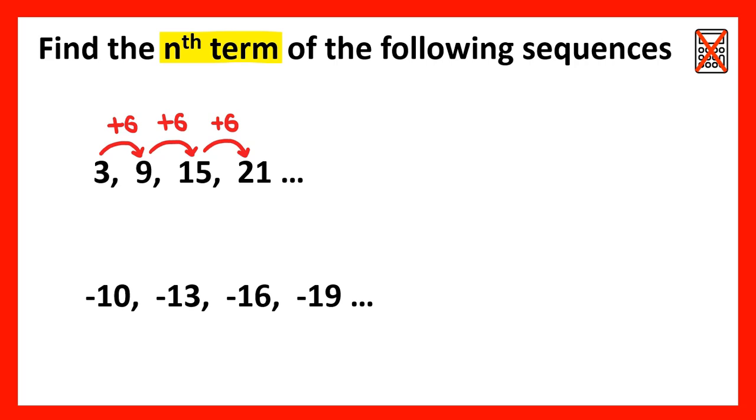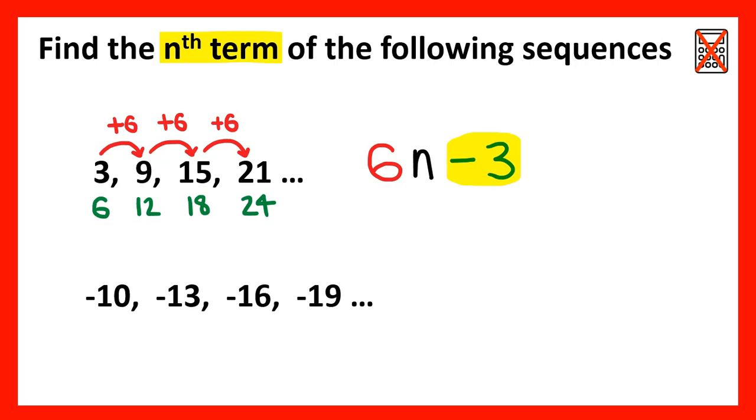So for the first sequence it will be 6 lots of n, which would be the 6 times table, and the 6 times table is 6, 12, 18, 24. If you compare 6n to the corresponding terms in the sequence, you can see that they don't match up. To get from here to here, each time we would need to subtract 3, meaning that it's the 6 times table, or 6 lots of n, minus 3. We call this the constant.